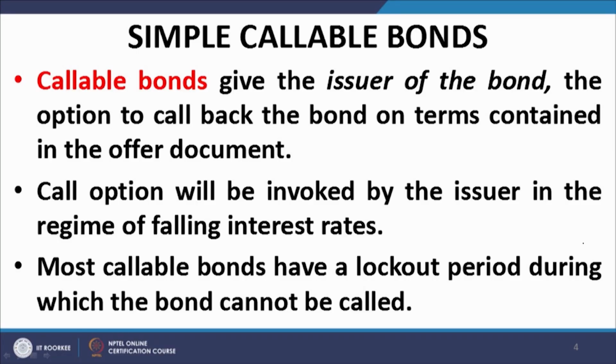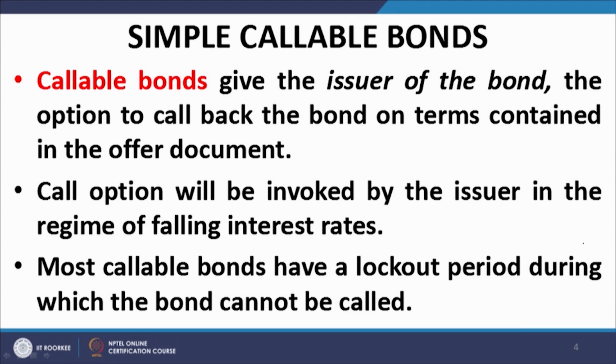Whatever rights or specialties are attached to these bonds must be specified in the contract of issue, so that the investor can take an informed decision. A simple callable bond, as I mentioned, gives the issuer the option to call back the bond on terms contained in the offer document. The call option will be invoked by the issuer in a regime of falling interest rates, because the issuer would be interested in replacing the existing debt, contracted at a higher rate, by fresh debt which can now be contracted at a lower rate. Most callable bonds have a lockout period during which the bond cannot be called. This is the standard practice.